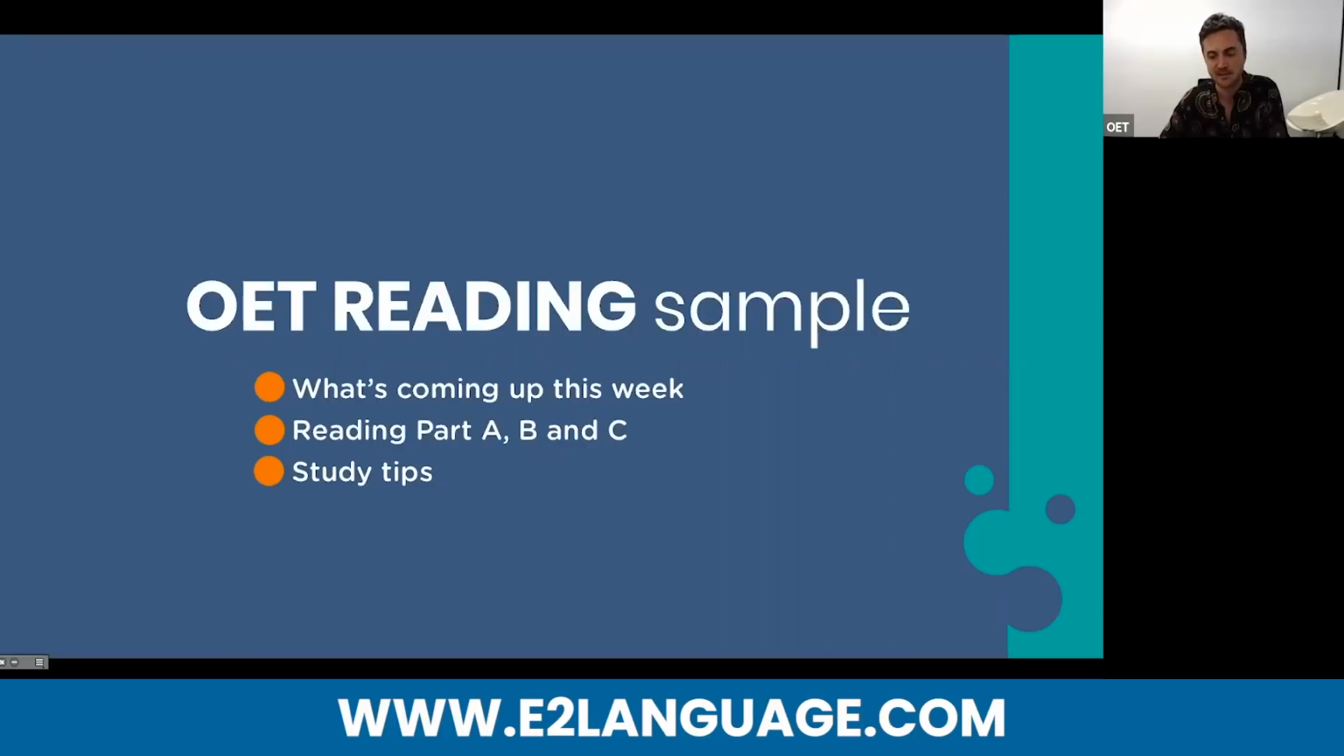But yeah, the purpose is for those of you who are thinking about upgrading your accounts to go, okay, I like this format. This works for me. I can learn with online live classes. Cool. So what we're going to do more specifically is look at OET reading. We're going to firstly talk about what's coming up this week. Then we're going to do just a little look at the different subtests for reading. And then we'll talk about some study tips and whatnot.